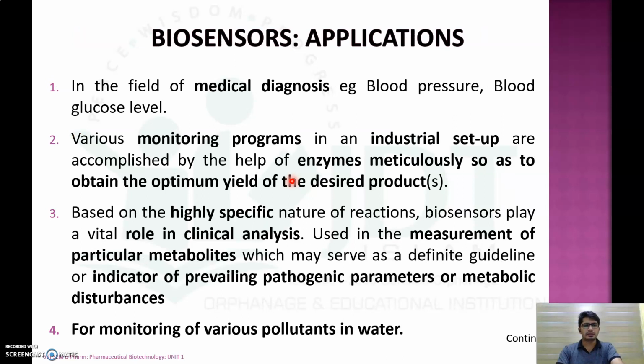Now, what are the applications of biosensors? Biosensors can be used in different fields. The first one is in the field of medical diagnosis, like for the determination of blood pressure, or blood glucose level, or lipid profile, etc. And it can also be used for monitoring programs in industrial setups, which is accomplished with the help of enzymes, so as to obtain the optimum yield of the desired product.